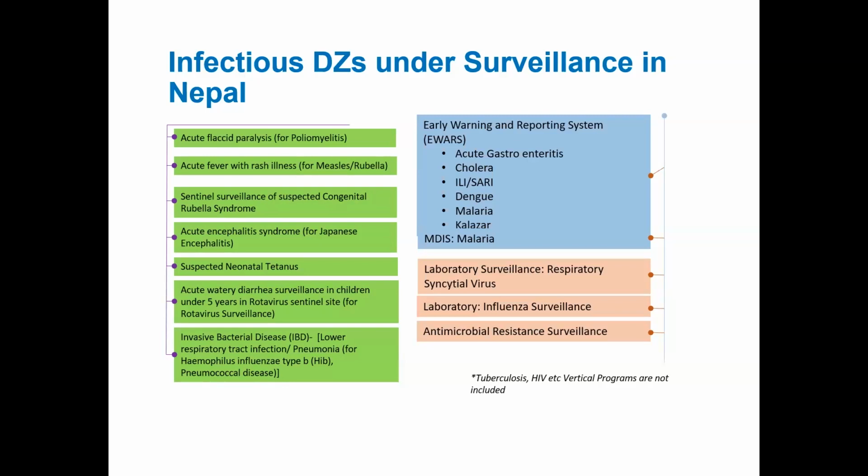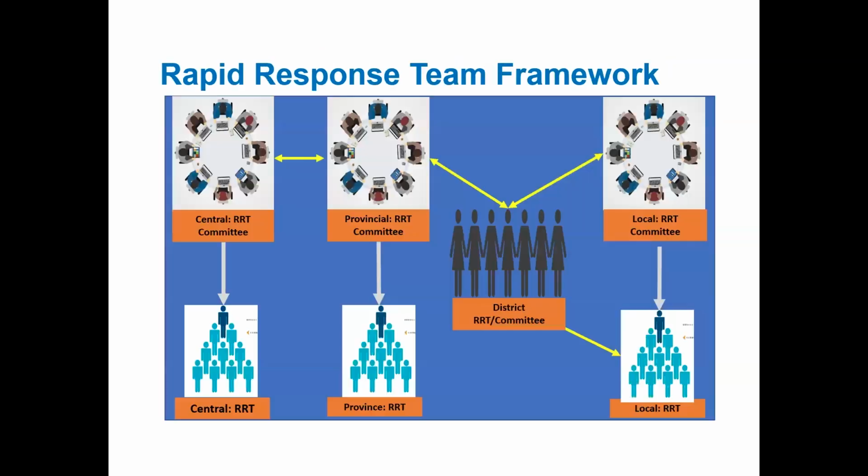Another important part of surveillance functioning in Nepal is laboratory surveillance, mainly done by the National Public Health Laboratory and its organization in the provinces, for respiratory syncytial virus and influenza, COVID-19, and antimicrobial resistance through some places. We have a rapid response team framework, guidelines that the EDCD developed some years ago. This is the main framework for how we respond to any outbreaks or emergencies after the data that we receive from surveillance at the federal, provincial, and local levels.